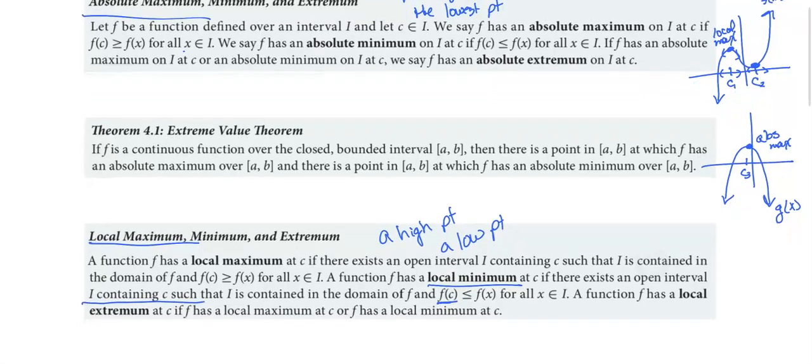So now let's look at the extreme value theorem. If f is a continuous function on a closed bounded interval from a to b, then there's a point in [a, b] at which f has an absolute maximum, and where there is also going to be an absolute minimum. So what that's saying, let's go back to our generic function here. What if we don't want everywhere f is defined? What if we just want a piece of this graph?